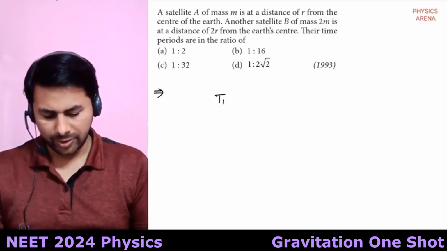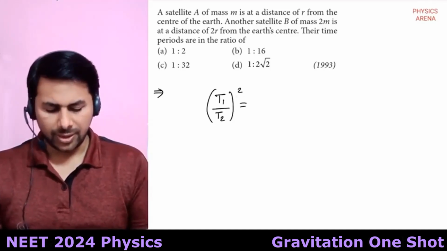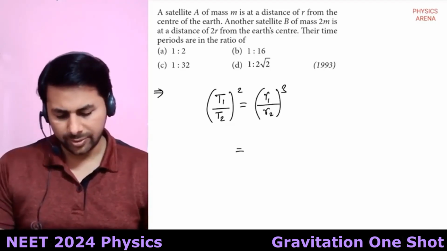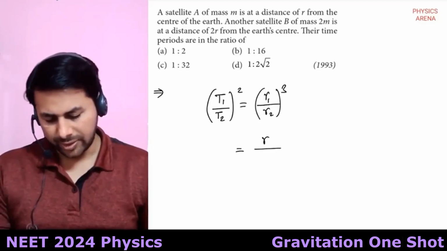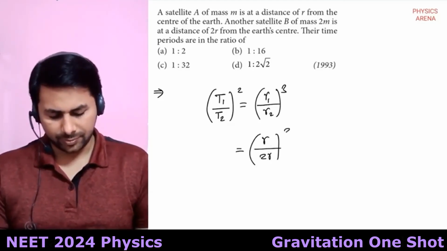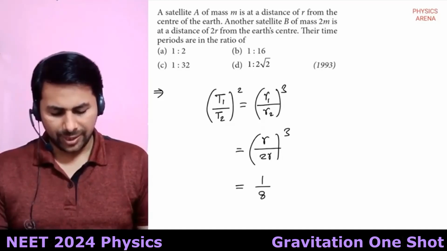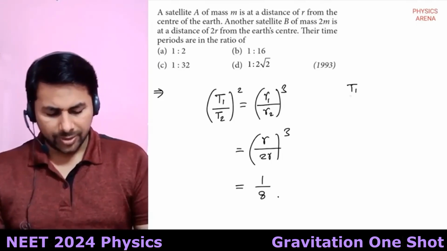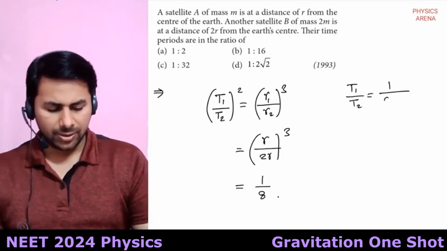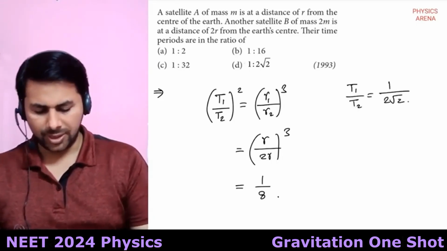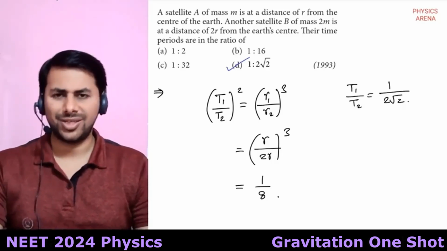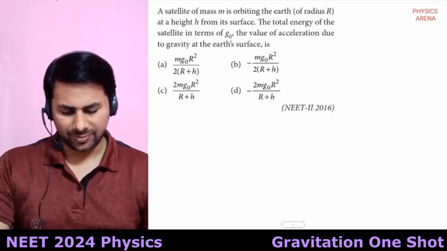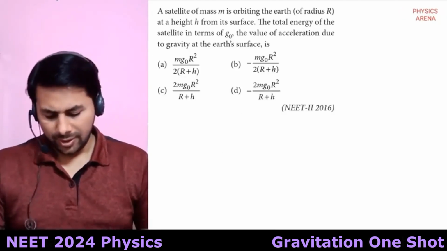So (T1 by T2) squared is equal to (r1 upon r2) cubed, and that is equal to r over 2r, cubed. So this is 1 by 8, and therefore T1 by T2 is equal to 1 upon 2 root 2. Option D is the answer. This is clear. Okay, let's see the next one.